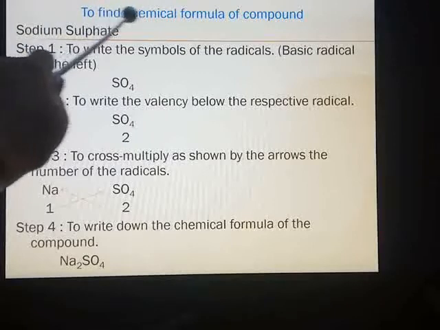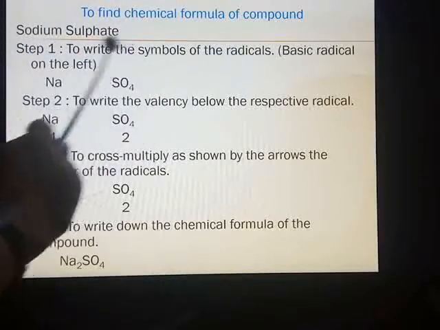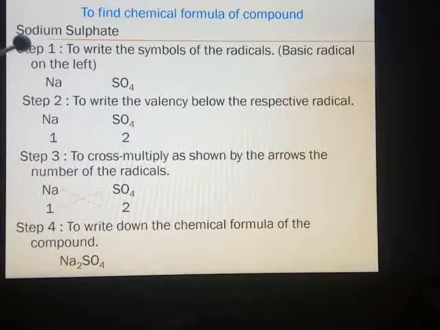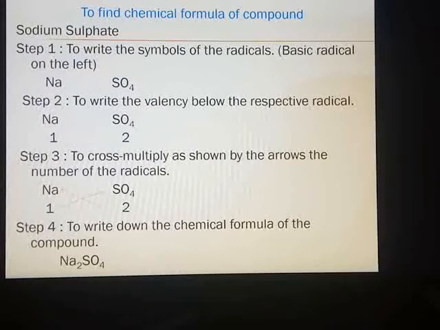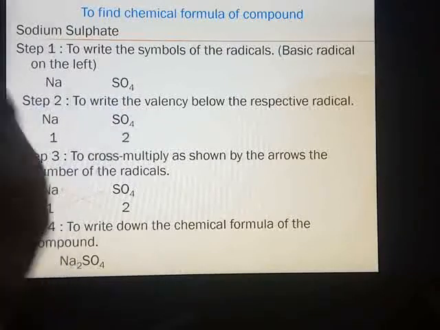To find the chemical formula of any compound, the name will be provided to you. Step number 1 is to write the symbols of the radicals. So here it is sodium and sulfate. So Na and SO4. Write the valency below the respective radical. Sodium you know 1, sulfate it is 2.